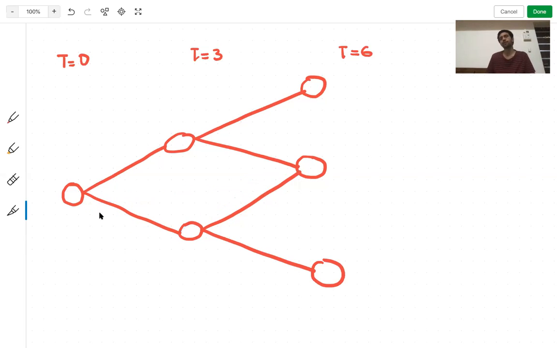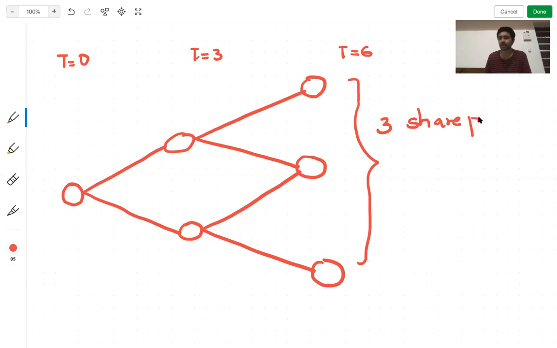And then the fourth path is basically where the share price is actually falling. It falls from 0 to 3 and then further falls from 3 to 6. So although there are only 3 share prices, there are 4 possible paths, because the middle share price actually has 2 possible paths, right?